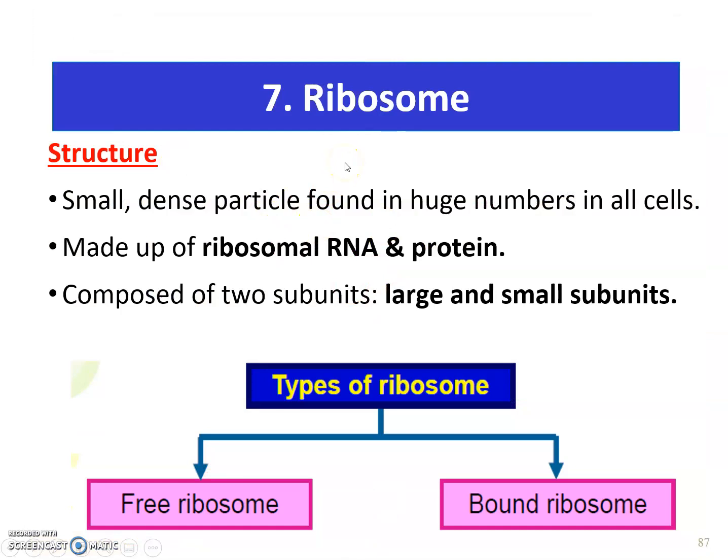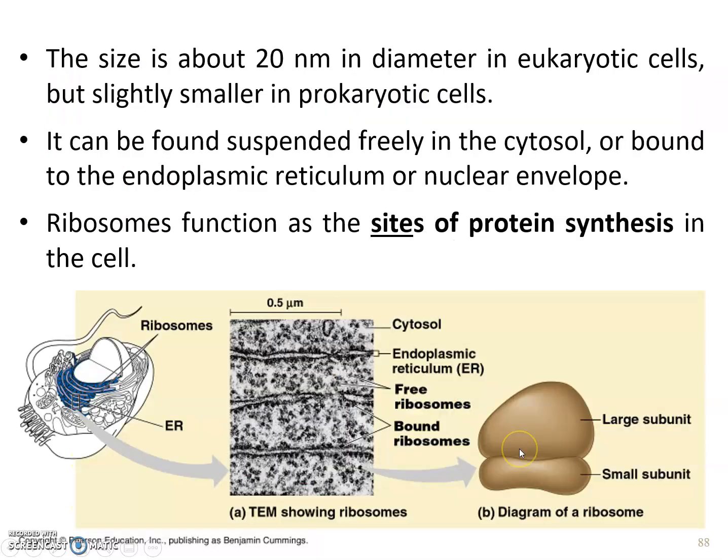Okay, ribosome. Ribosome is a small, dense particle found in huge numbers in all cells. It is made up of rRNA and also protein. So ribosome consists of two subunits, which are the large and small subunits. We have two types of ribosome, which are free ribosome and bound ribosome.